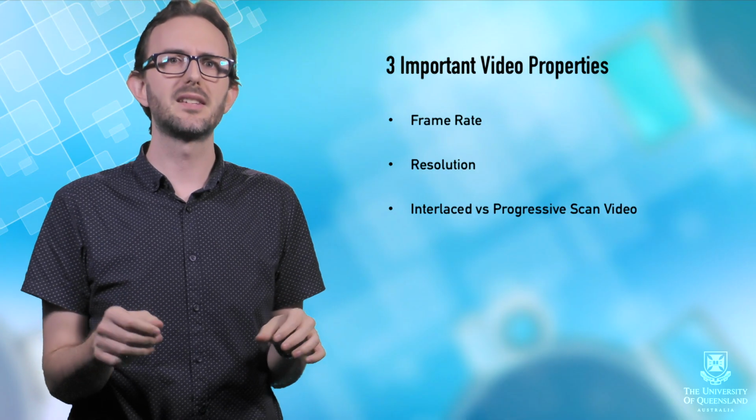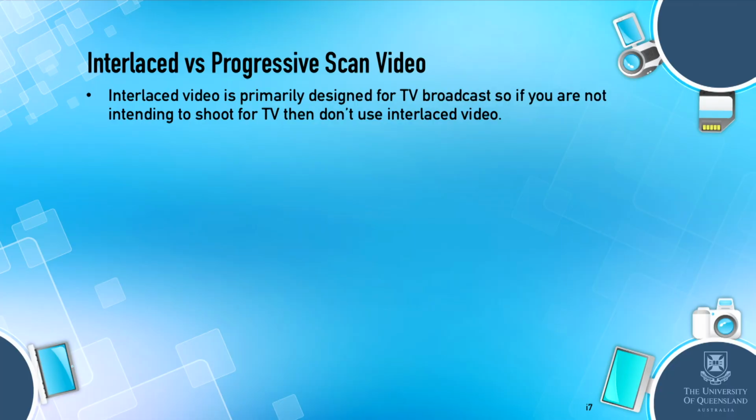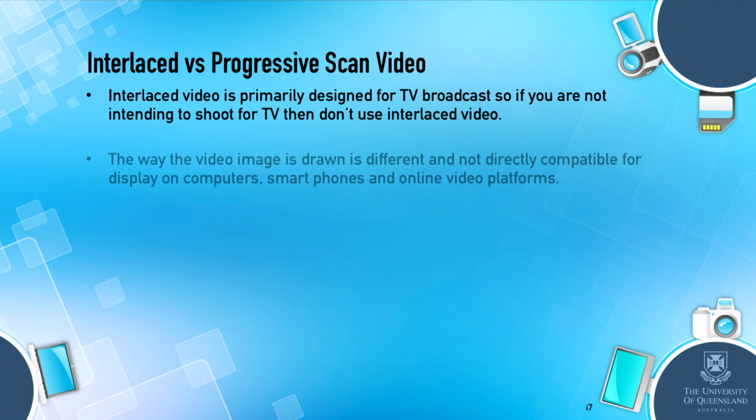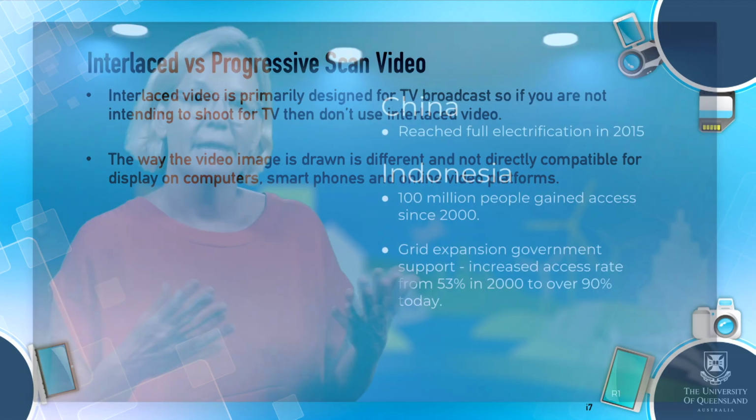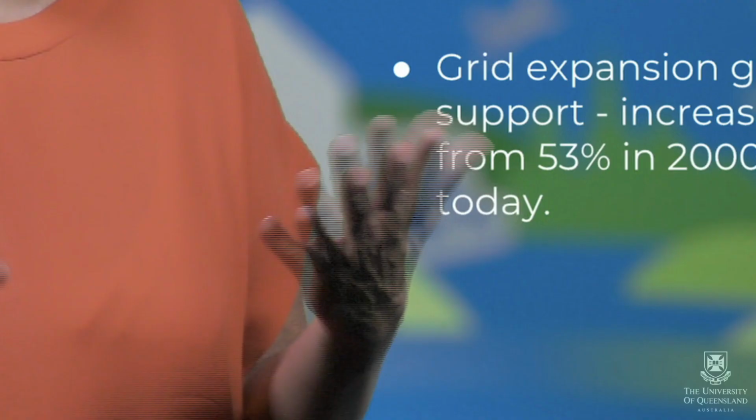The final property to consider is interlaced versus progressive scan video. I won't get into the specifics of what interlaced and progressive are, but to put it simply, interlaced video is primarily designed for TV broadcast, so if you're not intending to shoot for TV, then don't use interlaced video. This is because the way the video image is drawn is different and not directly compatible for display on computers, smartphones, and online video platforms. This is an example of interlaced footage being viewed on a non-compatible device. Notice the combing effect, synonymous with interlaced footage.